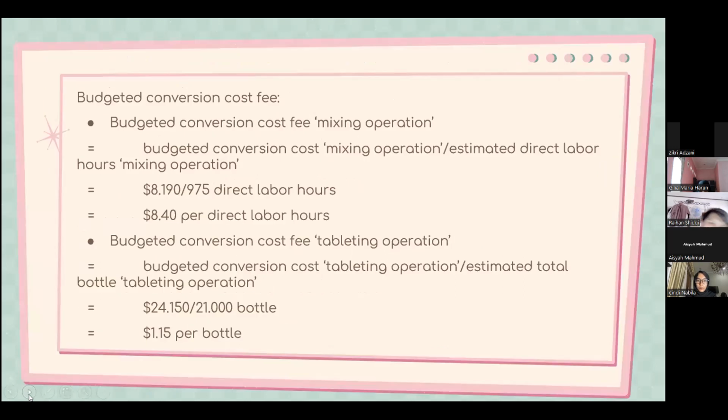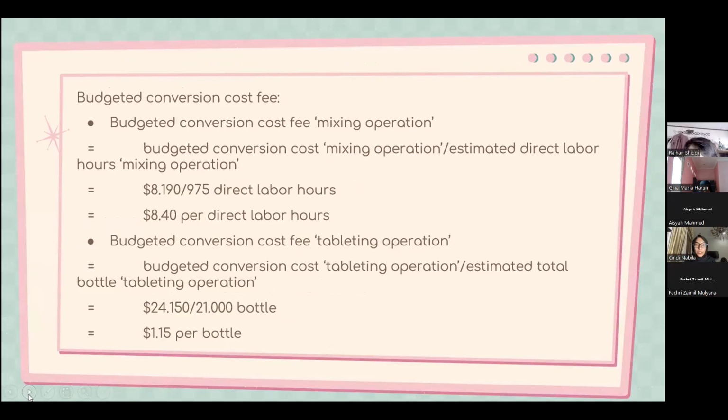Next is the budgeted conversion cost fee. We have the budgeted conversion cost fee for the mixing operations, which is the budgeted conversion cost of mixing operations divided by the estimated direct labor hours of mixing operations. So the budgeted conversion cost of mixing operations is $8,190 divided by 975 direct labor hours. And then we get $8.40 per direct labor hour.